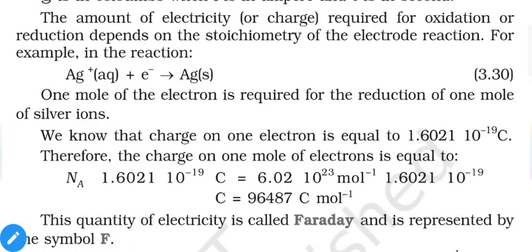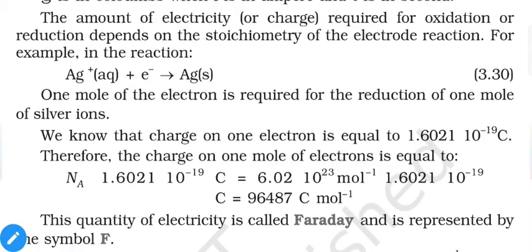Now we know that the charge on one electron is equal to 1.6021 into 10 raised to minus 19 coulombs, and therefore the charge on 1 mole of electron is equal to the quantity of 1 mole multiplied by the charge of a single electron. So 1.6021 multiplied by 10 raised to minus 19 multiplied by 6.02 into 10 raised to 23, which is equal to 96,487 coulombs per mole, and this value represents the Faraday. So in actual, Faraday is 1 mole of electron.